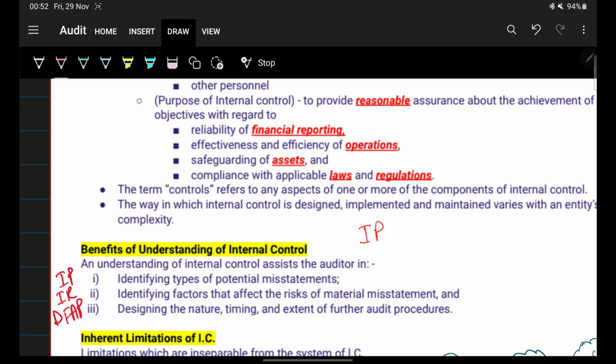IP, IR, and DFAB. So IP is identifying potential misstatements. P for potential misstatements. R for risk of material misstatement. So firstly, identifying potential misstatements.